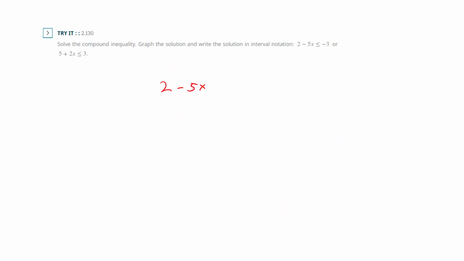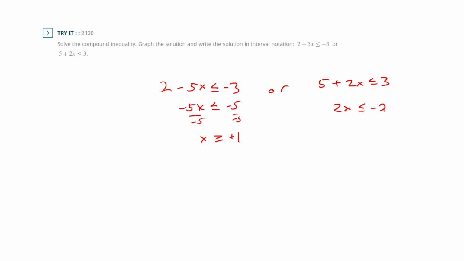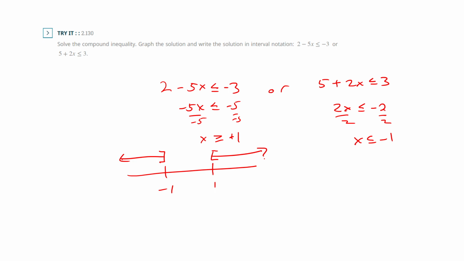Okay, let's try another one. So we've got an or here. All right, so I got -5x. Now I'm dividing both sides by a negative, so it's going to flip it. Oops, I almost put negative, but 2 negatives would cancel, make a positive. Now I'm not dividing by a negative here. I have a negative, but that's different. So I want to be less than or equal to -1 and greater than or equal to 1.